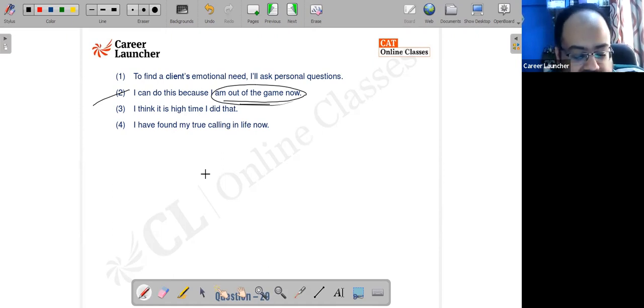There were 5 passages in this sheet. We have done 3 passages. Please try the other 2 passages. We have run out of time, so I'm not doing the remaining 2 passages. I'll send out the answers also. I'll mention the answers on the group. Any doubts that you have regarding any one of these remaining 2 passages, I'll take it up in the next class. Thanks a lot. Thanks.